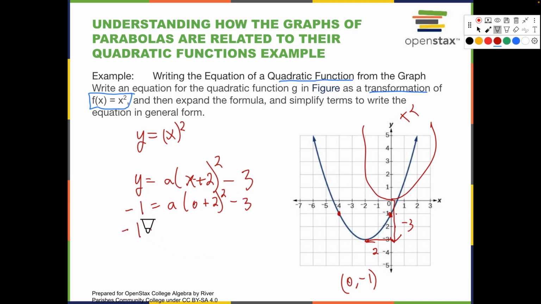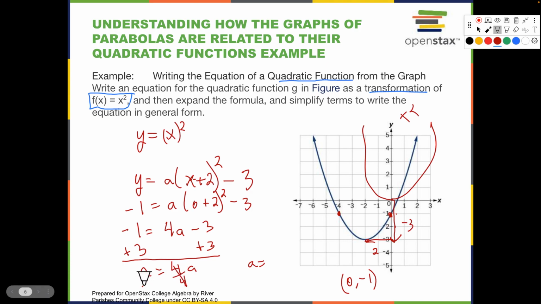So that's going to give us -1 equals 0 plus 2 is 2. 2 squared is 4. So I'm going to have a times 4. I'm going to write that as 4a minus 3. We're going to add 3 to both sides. That's going to give us 2. Divide both sides by 4. We can still see all this. Okay, good. And so if you divide both sides by 4, you're going to get that a equals 2 divided by 4, which is 1/2.